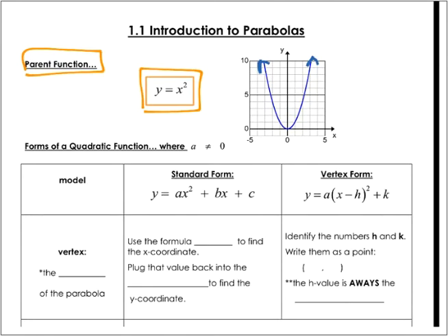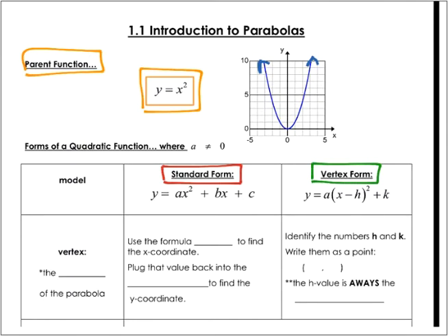What we're going to do is look at different parts of it. We're going to talk about the vertex and the axis of symmetry and how we can find all of these parts, x-intercepts, y-intercepts. We're going to look at these in a couple different forms. The first one being standard form. You'll see that the standard form is ax squared plus bx plus c. We're also going to look at something called the vertex form, and we'll do that in a minute.